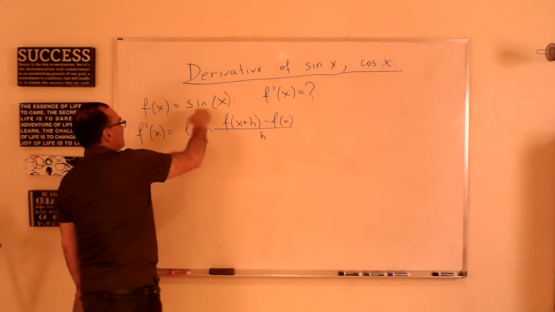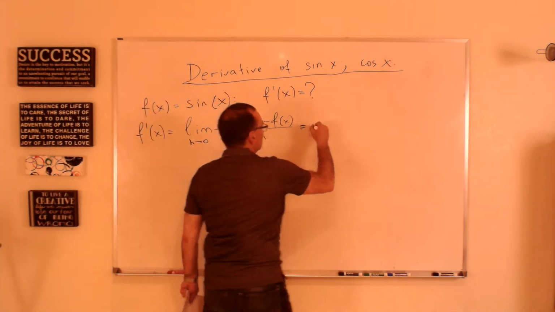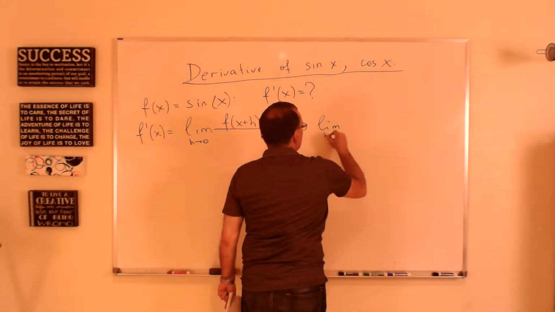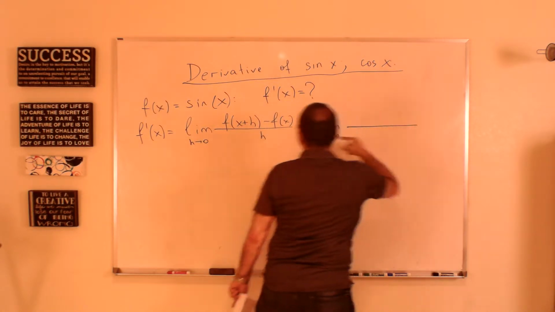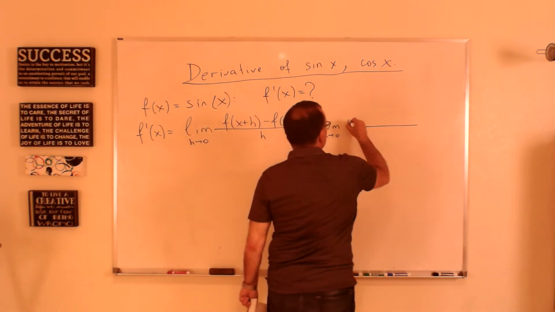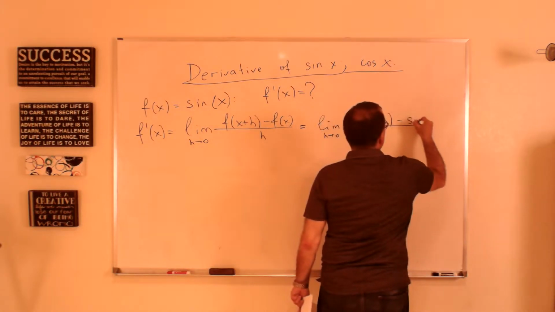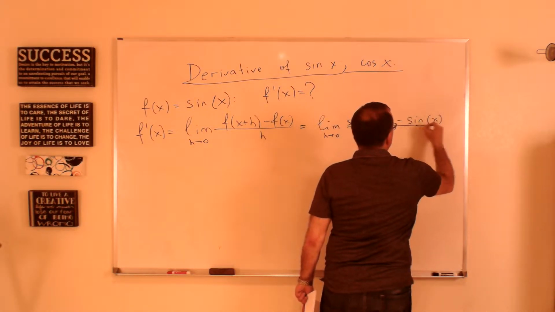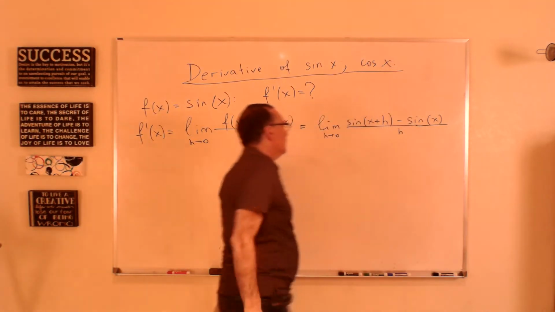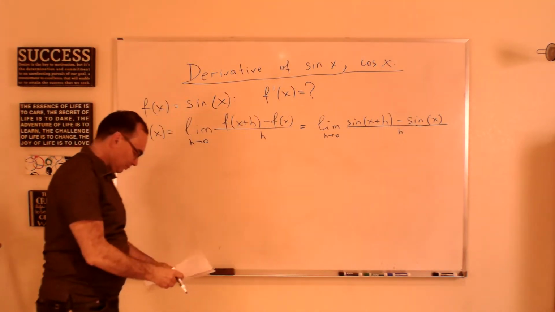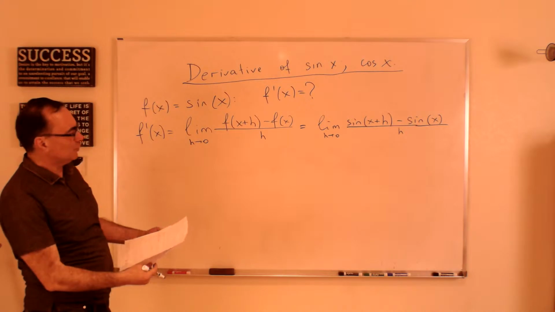And since f of x is sine x, then of course it just becomes sine of x plus h minus sine of x, all of that over h. And now we need to solve it somehow. Then how do we solve that?